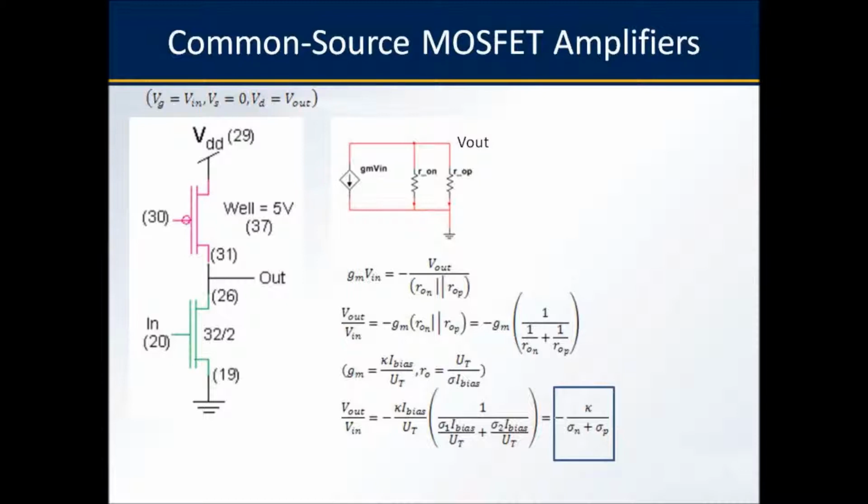Substituting these equations for GM and R output gives us an expression like before, but unlike the case with the ideal current source, we note the effect of the PFET here. If we wanted a very large gain, then it would be prudent to make sigma as small as possible, and we'll see some ways to do that later.